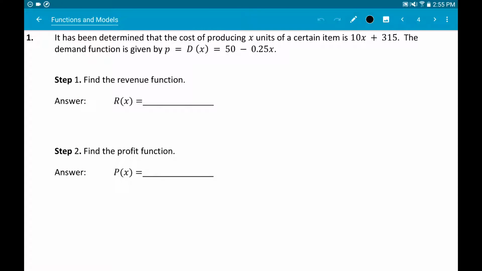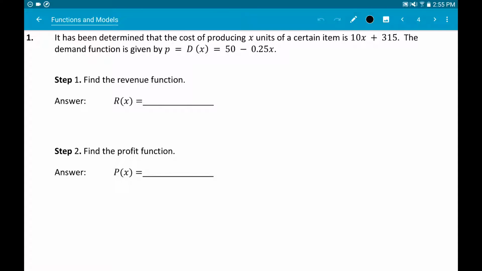Okay, now we can start looking at some example problems here. Number 1, it's been determined that the cost of producing X units of a certain item is 10X plus 315. The demand function is given by lowercase p equal capital D of X equal 50 minus 0.25X. They're asking us to find the revenue function and the profit function in the 2 steps here.